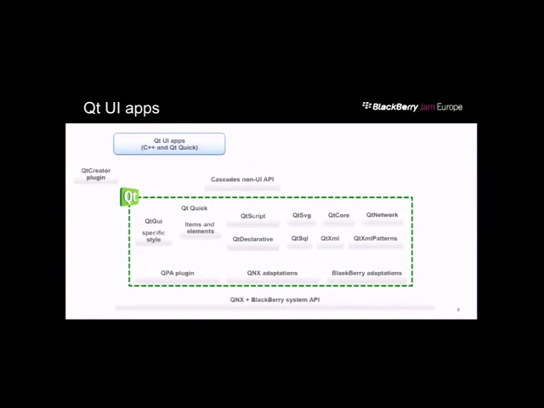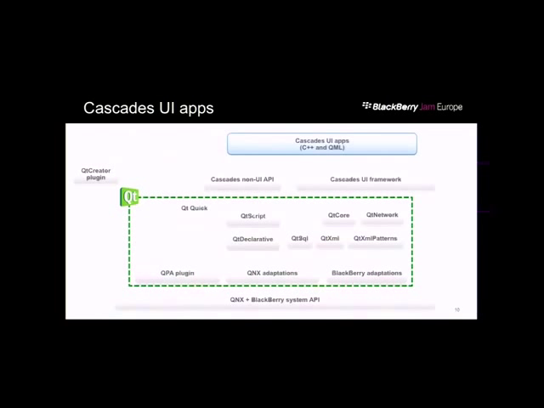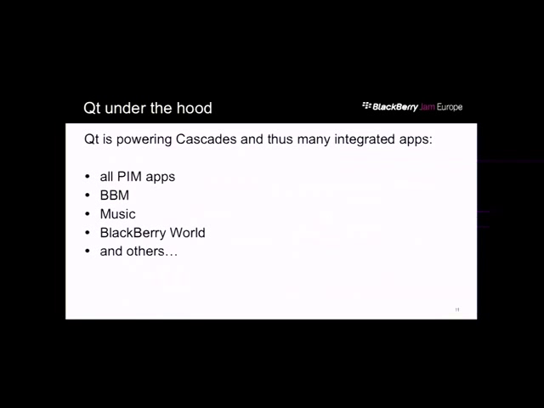OK, so these slides underline just the difference. Again, you have Qt UI apps, and those apps can use non-UI APIs from Cascades, and there are quite some of them. Actually, almost a third of the entire set of APIs is non-UI APIs. And if you are writing a Cascades UI app, certainly you can access the whole set of APIs. Qt is broadly used in the platform itself, so it certainly powers Cascades and thus all major applications, like this small set of examples: PIM app, BBM, music, and many others. They all use Qt somewhere under the hood.